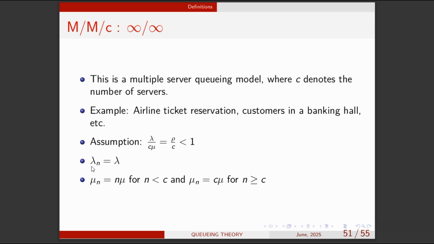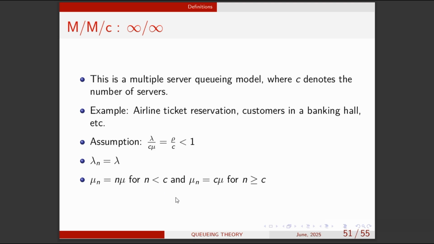So the arrival rate is always going to be lambda, because we have no control over it, but the service rate we can decide, through the number of servers our company is going to employ. We can decide that. So this should be equal to n times mu, that is, if the number of customers is less than the number of servers.